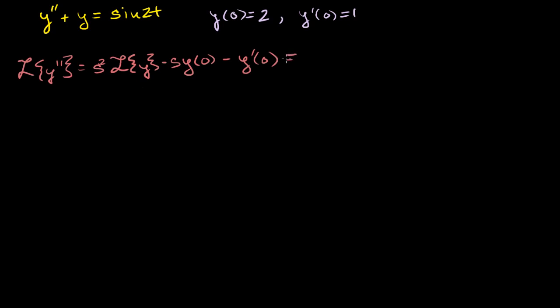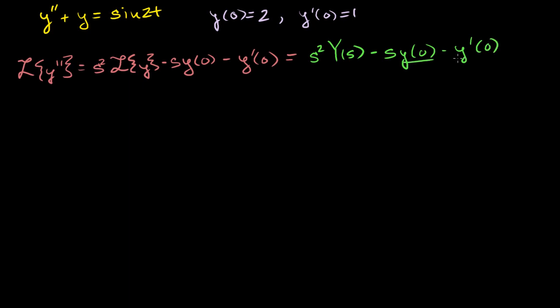And then we could also rewrite this, and this is just a purely notational issue. Instead of writing the Laplace transform of y all the time, I could write this as s squared times capital Y of s, because this is going to be a function of s, minus s times y of 0 minus y prime of 0.